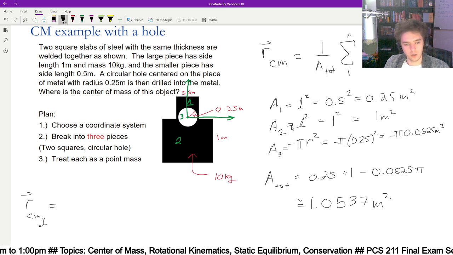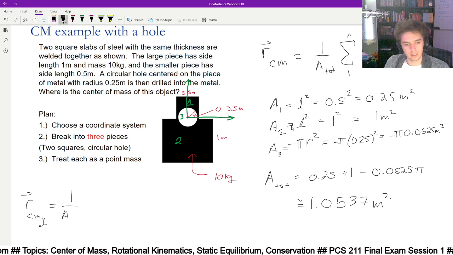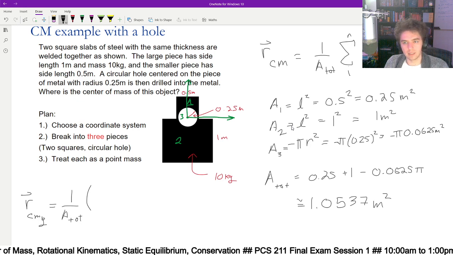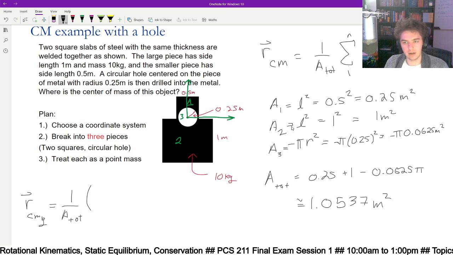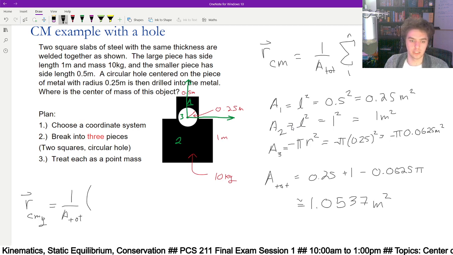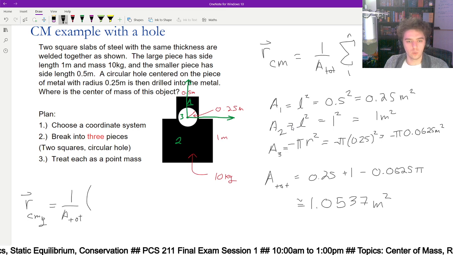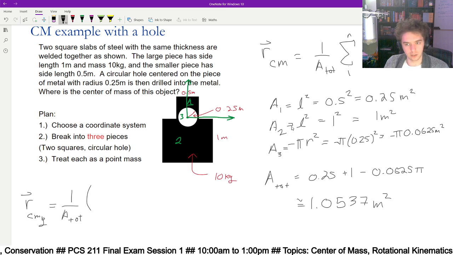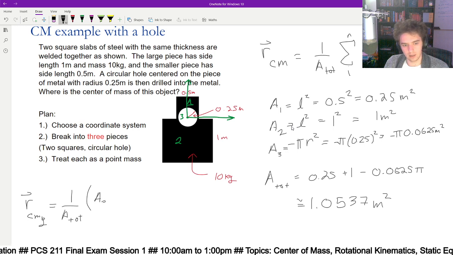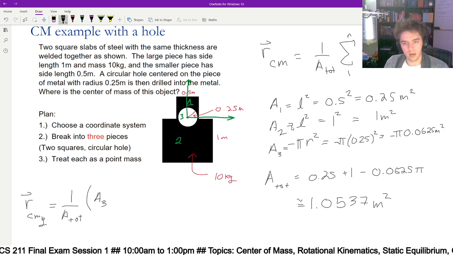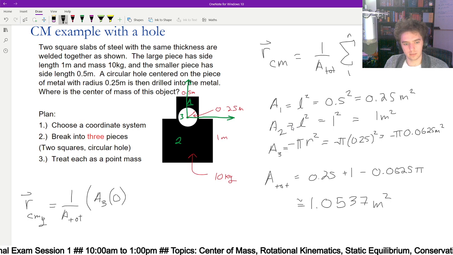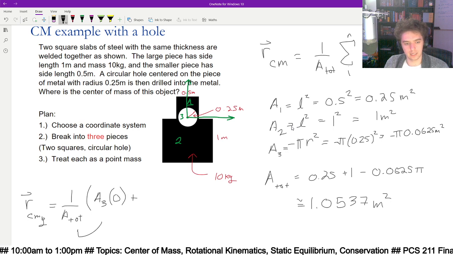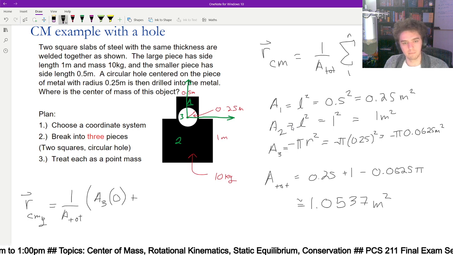I will now do 1 over the area total times. Now I'm going to need the area of each piece times its y position. Well, the y position of the circle is 0. So we take the area of the circle, A3, and the y position was just 0, so it's 0 times that, plus. So it doesn't account into this, although it does account into that, so that's why it's still there.